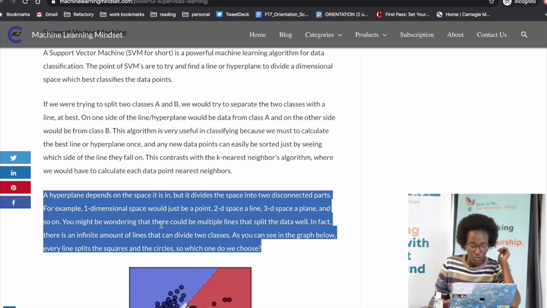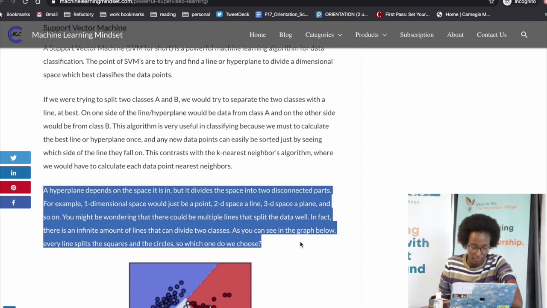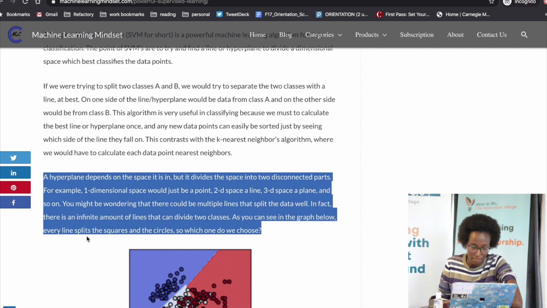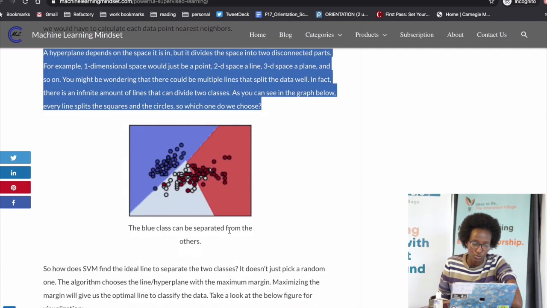Okay, so you would be wondering that there could be multiple lines that split the data well. In fact, there are infinite amount of lines that can divide the two classes, as you will see in the graph below. Every line splits the squares and the circles. So which one do you choose?